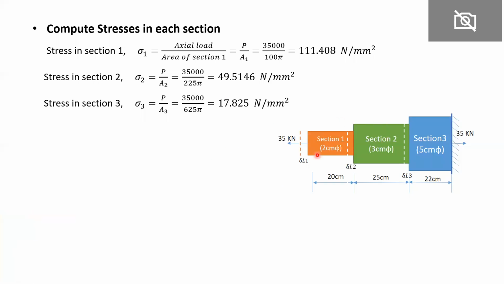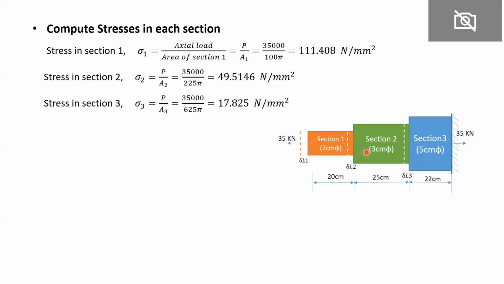Stress in section 1 is load P upon cross sectional area. The area we have already computed in the previous slide: A1 is equal to 100 pi. So you divide P, which is 35 kilonewton, upon 1000 pi, and you will get 111.408 Newton per mm square.